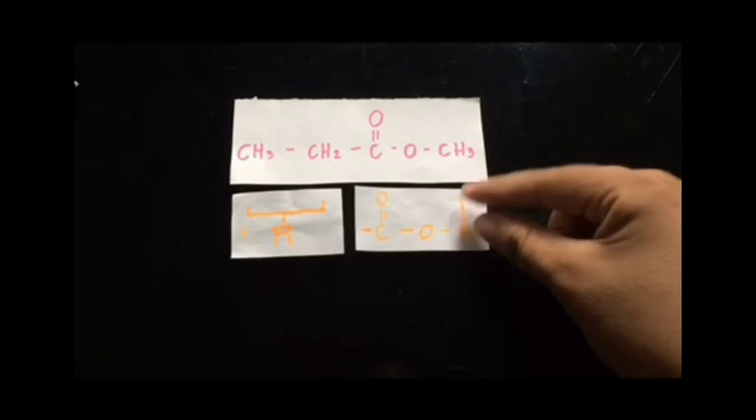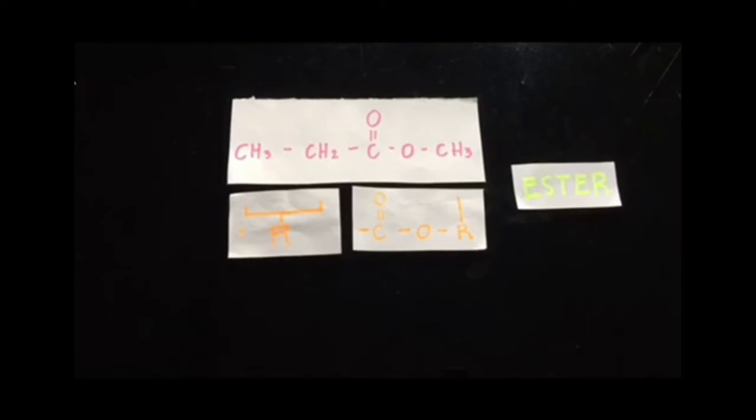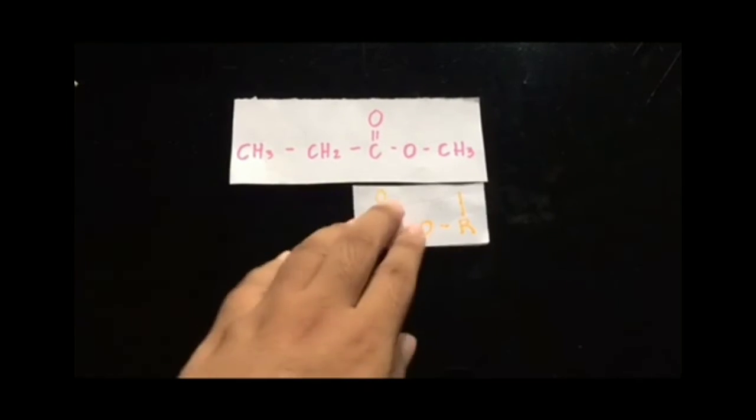I can tell that this is an ester because I have here some R group, and in the middle, I have a carbonyl group that is attached to an oxygen, and to another R group. So the general structure is a carbonyl group attached to an oxygen and attached to an R group, which is the ester. At this point, when we realize that it is an ester, we can go back to our original molecule.